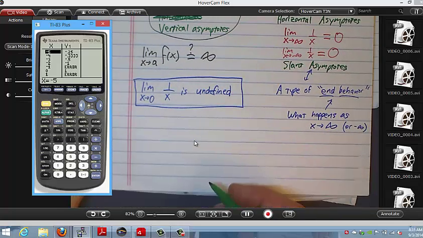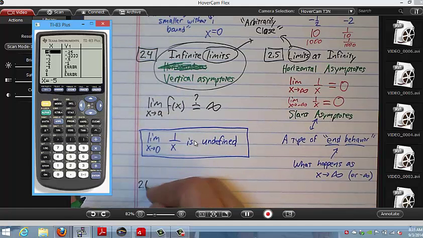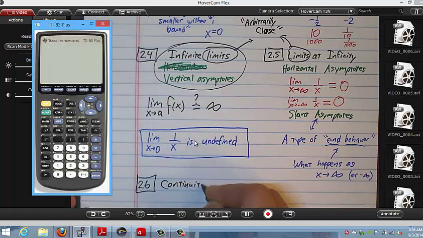Well, that's coming up, right? Look at the lesson plan for the week: 2.4, 2.5, and I'll tell you that 2.6 is all about continuity. Okay?